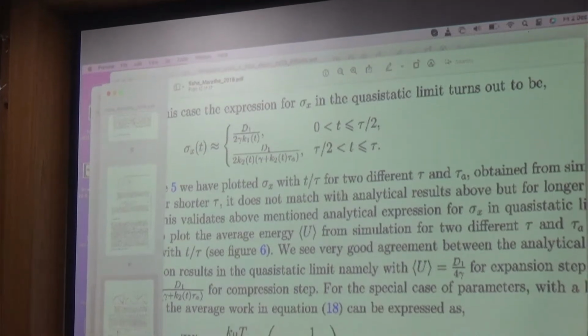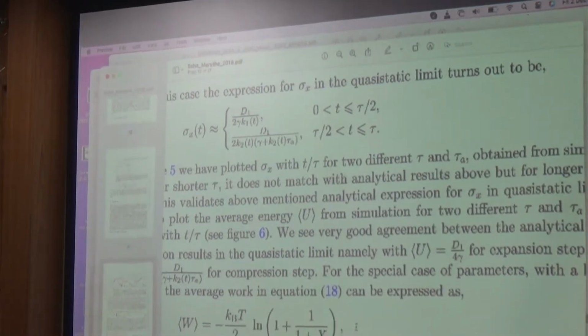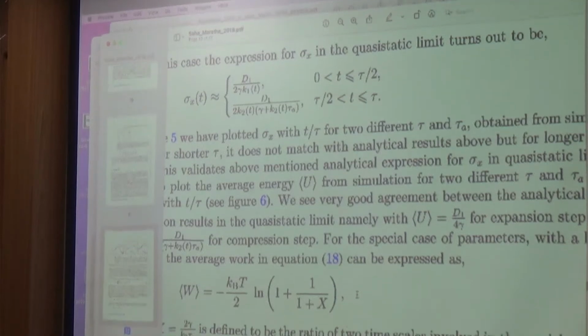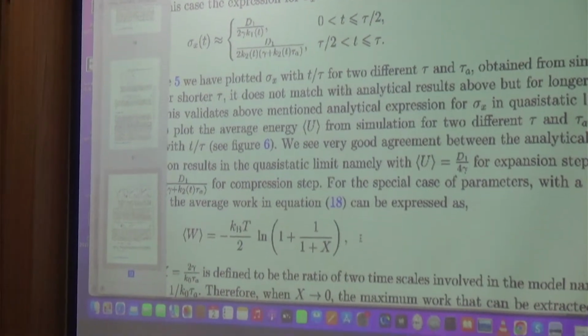So sigma is that omega that was in the last class, no? That x square average. So that's what we need.